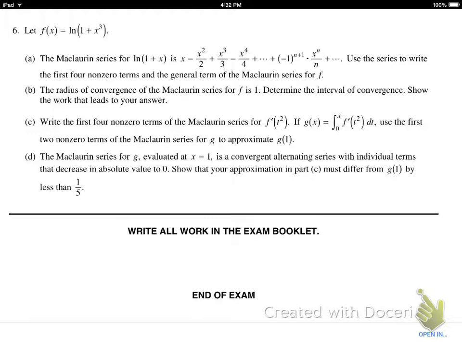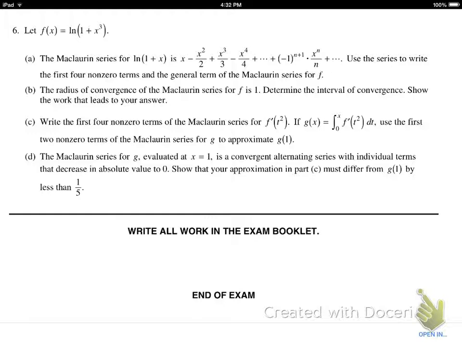And then for part A, the Maclaurin series for the natural log of 1 plus x is equal to this series here. And it says use the series to write the first four non-zero terms and the general term in the Maclaurin series for f. So notice the nice thing about this problem is that they give us the series that we're going to be manipulating. They're not asking us to derive the series for the natural log of 1 plus x, which they certainly could have. They're giving it to us and seeing if we can manipulate it to answer the questions that they need.